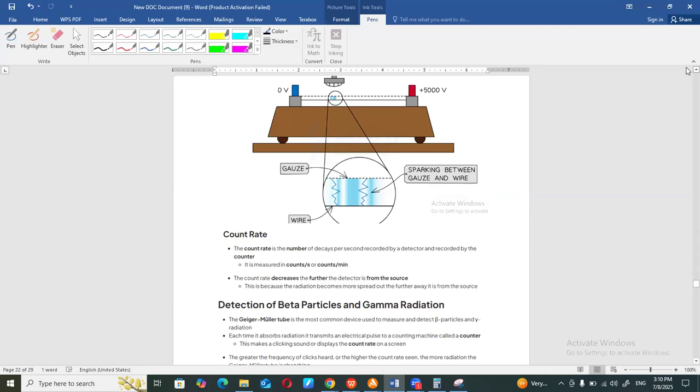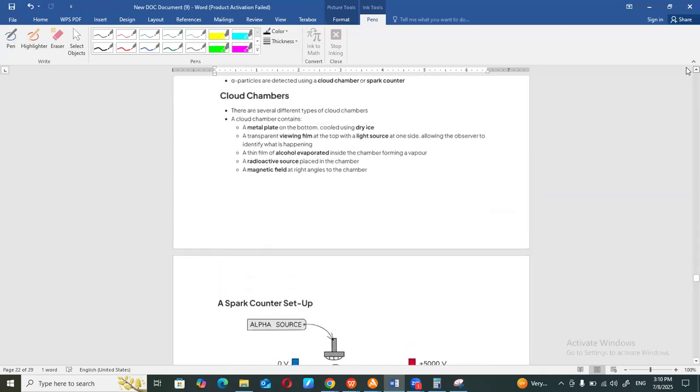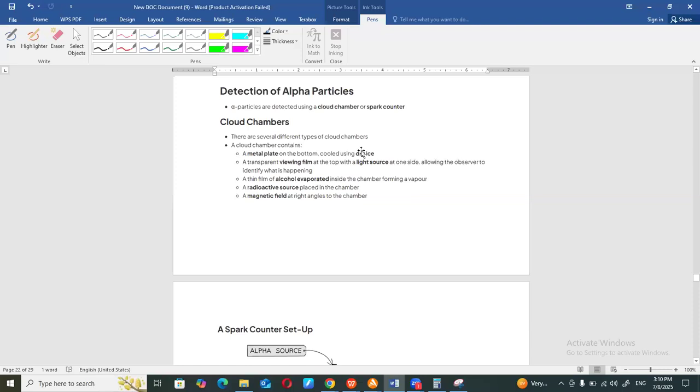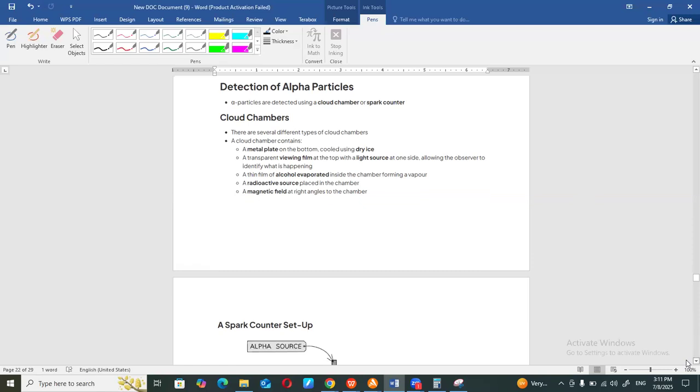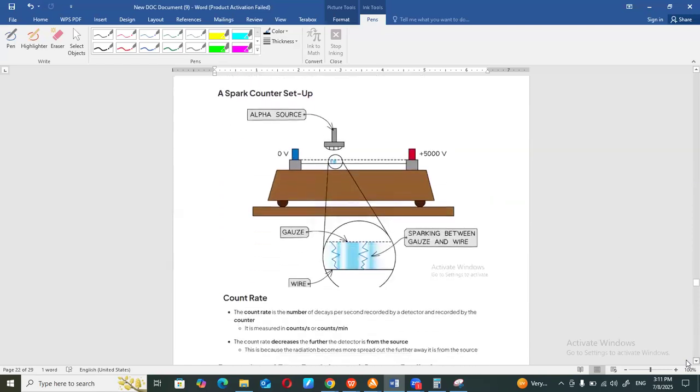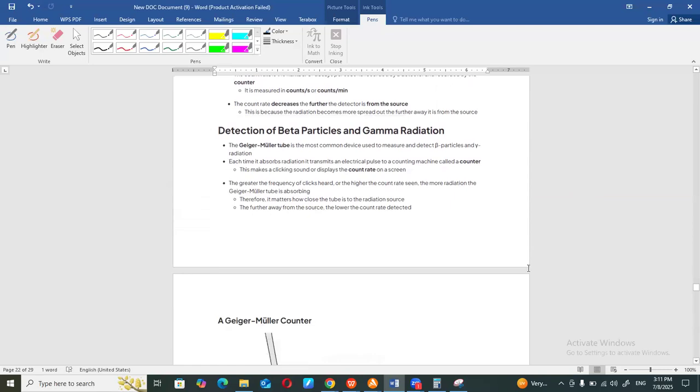So basically, the spark counter is used, technically speaking, mostly for beta and alpha particles. But the third one is important, which is actually in our course, called detection of beta particles or gamma particles. The equipment used for that is called a Geiger-Müller tube. The most common device used to measure the detection of beta particles and gamma particles is this one. Each time it absorbs radiation, it transmits an electric pulse.